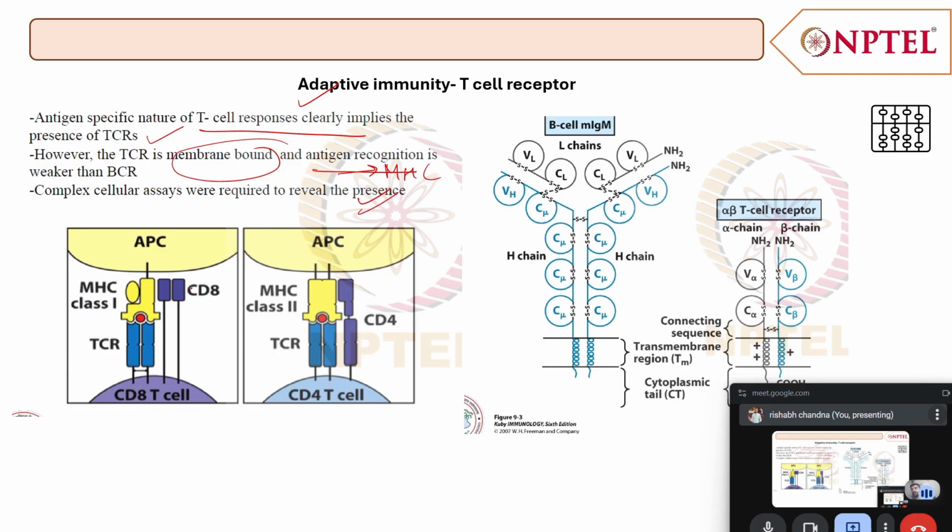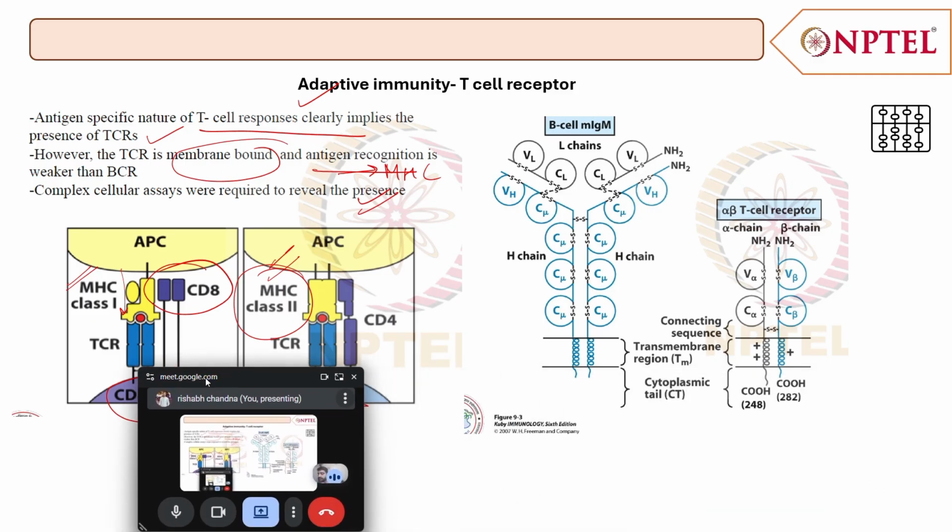As we can see here, for a cytotoxic T cell that is CD8 positive, we have MHC class 1 that is recognized by the CD8 receptors and presented to the TCR. For the CD4 positive T cells, or the T helper cells, the MHC class 2 presents the antigen to the T cells. And here is the comparison between the T cell and the B cell receptor.